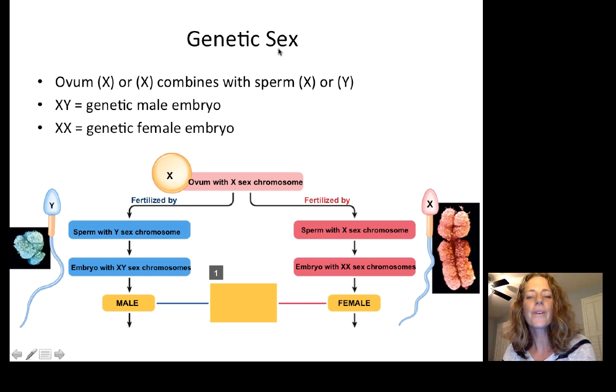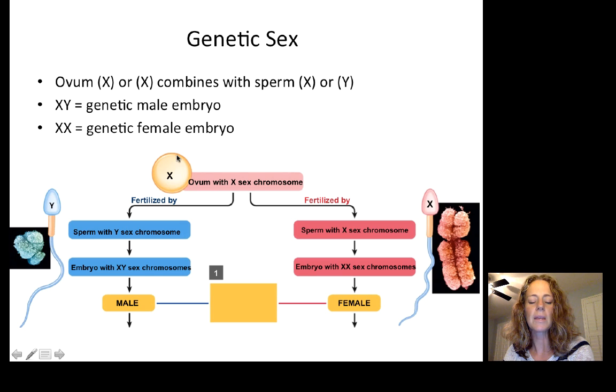So the first way to determine male or female is genetic sex determination. So this is when an ovum or an egg, which has X or X, combines with a sperm, which is X or Y. So if the mother's X combines with a Y, then you will have a genetically male embryo. If the mother's X combines with a sperm X, then you have an XX, which is a genetically female embryo.